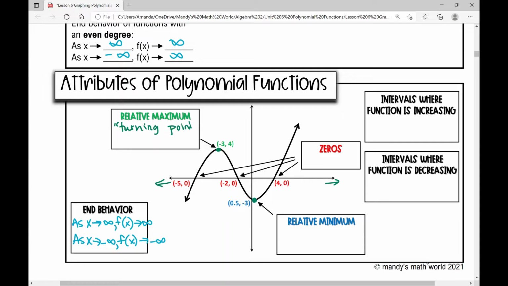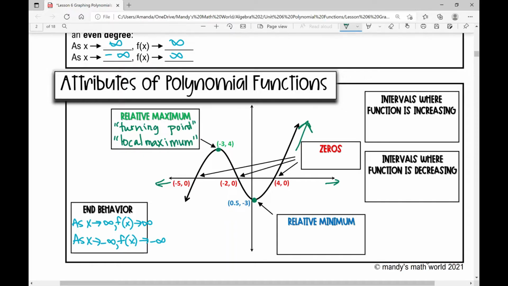It's a turning point. It's also called a local maximum. Sometimes you'll see local maxima, relative extrema. They all mean the same thing. This relative maximum is not the absolute maximum of this graph, because as you can see, the function will continue to go up on this right side over here. So it's not an absolute maximum, but it is in this particular area right here, so we call that a relative maximum.